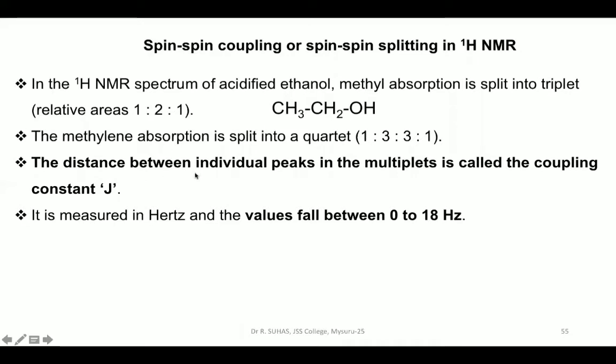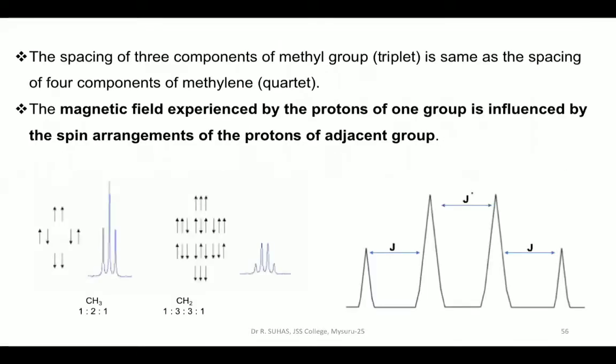The distance between the individual peaks in the multiplets is called the coupling constant. It is usually referred to by the letter J, and it is expressed in hertz, and the value of the coupling constant always falls between 0 to 18 hertz. In this slide, you will clearly understand what we mean by J. Here, these are the peaks obtained for ethanol, or ethyl alcohol. This is the CH3 peak, showing 3 peaks. This is CH2, showing 4 peaks, and the relative intensities are 1:2:1 and 1:3:3:1 respectively.